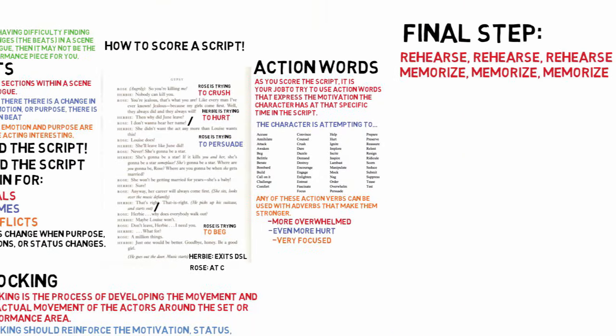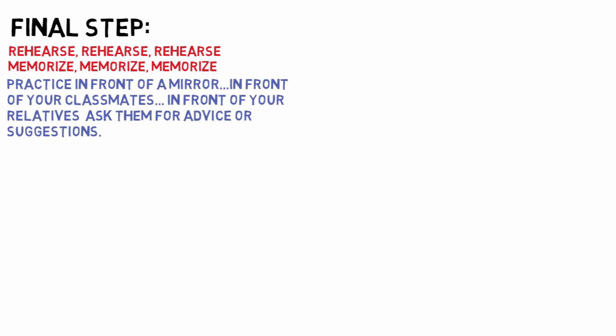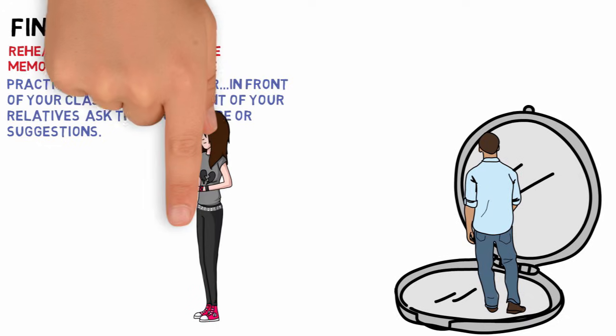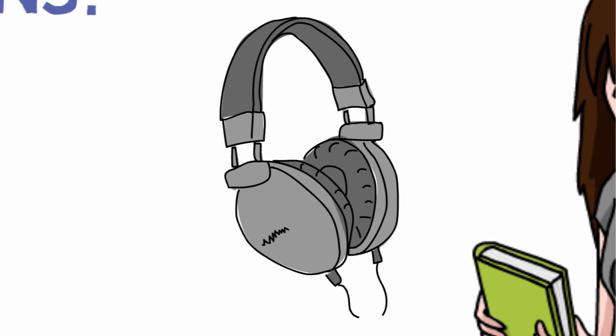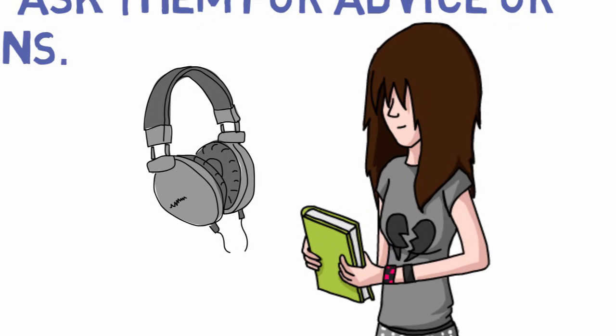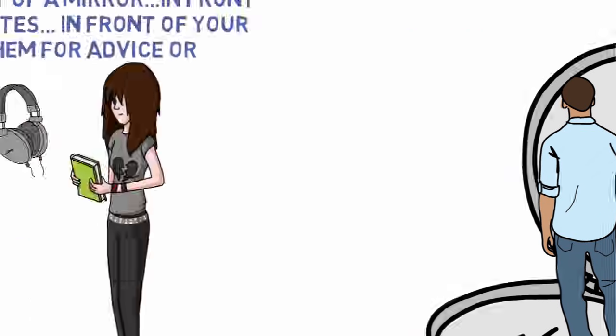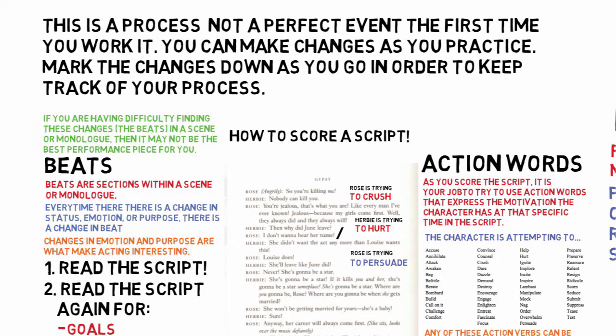Final step number 2, rehearse, rehearse, rehearse, memorize, memorize, memorize. Practice in front of a mirror, in front of your classmates, in front of your relatives, and ask them for advice or suggestions. Two great tips for memorizing are to either practice your lines in front of a mirror or to record your scene and listen to it over and over again as you read along to the lines. So you know, scientists have proven that reading your lines while looking at yourself has the greatest success rate for memorization. Now, this is a process, not a perfect event the first time you work it.